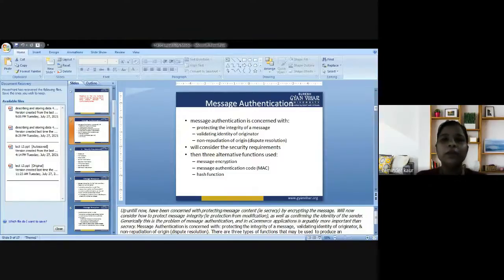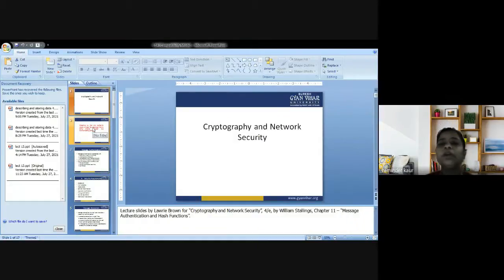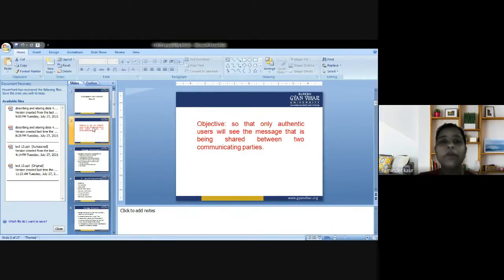Cryptography Fundamentals. Today we are going to discuss message authentication code in network security. Before discussing message authentication code, let's discuss the objective of the same. What is the objective of learning MAC? The objective is that only authentic users will see the message that is being shared between two communicating parties.